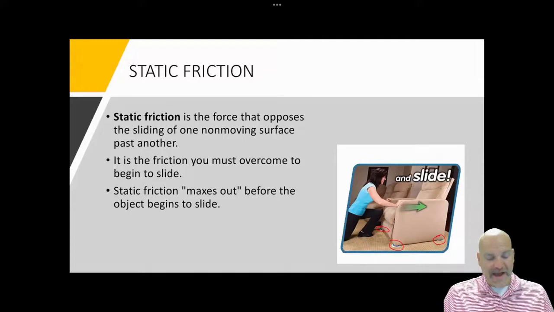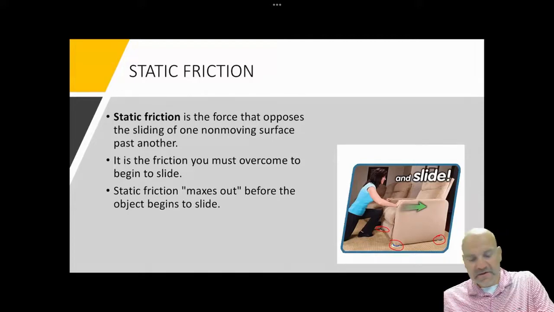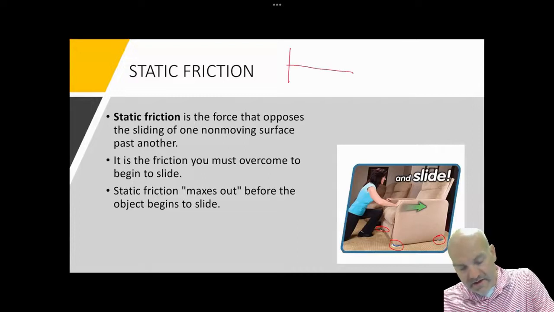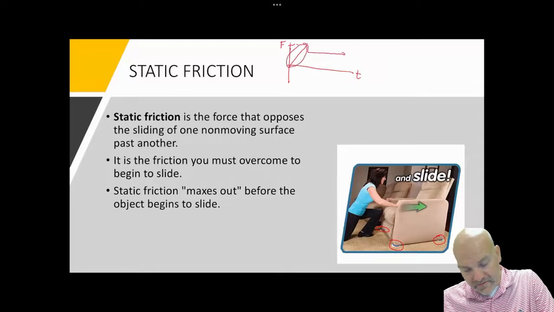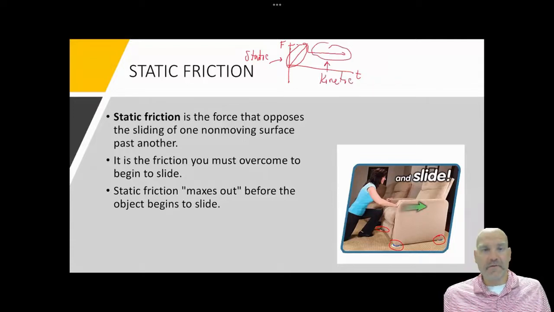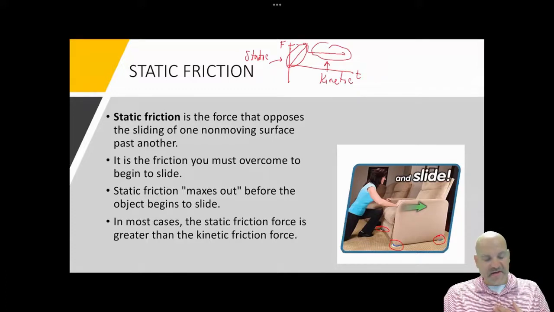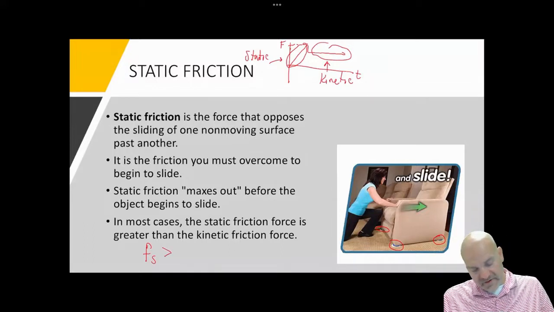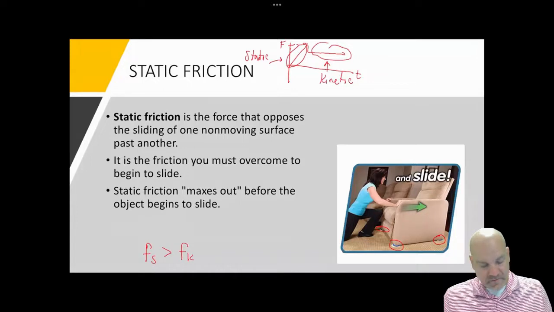So what happens is static friction will max out before the object begins to slide. If I'm looking at a force versus time graph, as I'm pushing, once it reaches this maximum height, that's when it begins to move, and then it drops down. This would be our static portion of the graph, and this part right here is the kinetic portion of the graph. Now, in most cases, the static friction is greater than the kinetic friction. So Fs is going to be greater than Fk.